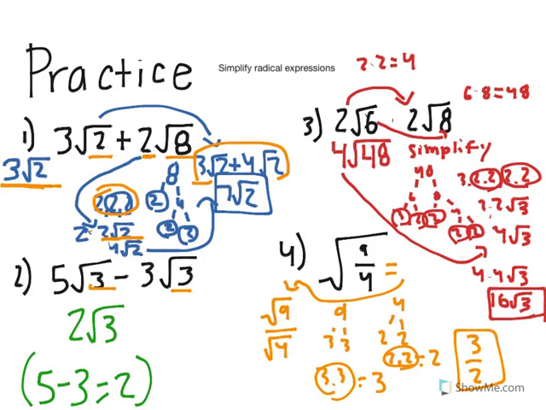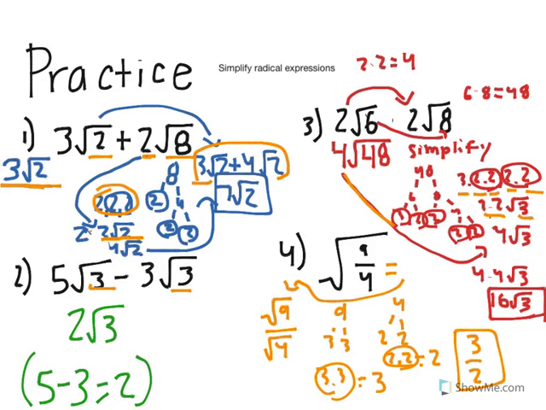Now, here's the multiplication one. I multiplied them together and I get 4 to the square root of 48. But I believe I can simplify this down. So I did the prime factorization of 48, and my list was 3, 2, 2, 2, 2. So I have 2 pairs of 2 on the outside and 1 3 on the inside. So that's 4 to the square root of 3.